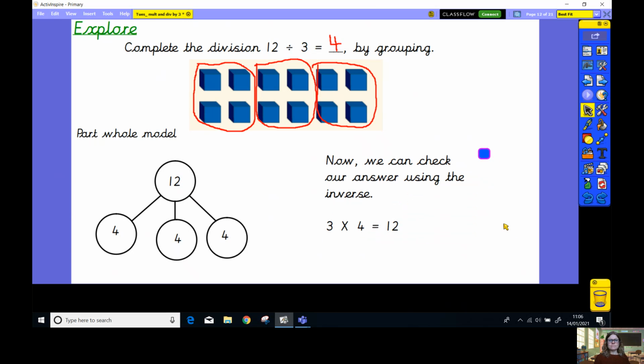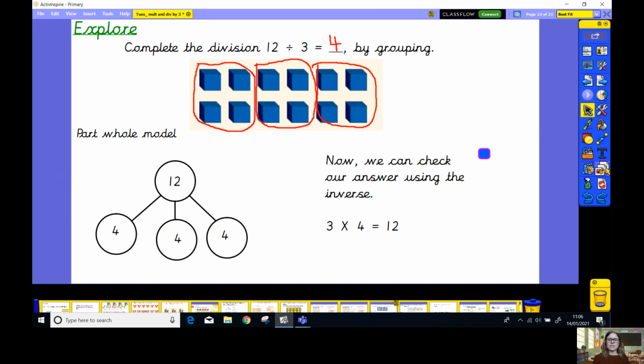Now, we can check our answer using an inverse method. Now remember that the inverse of division is multiplication. So I can check this answer is correct by doing this multiplication. 3 multiplied by 4 equals 12. And I know my answer is correct. So you can do that today with your answers. You could check your answers using the inverse method.